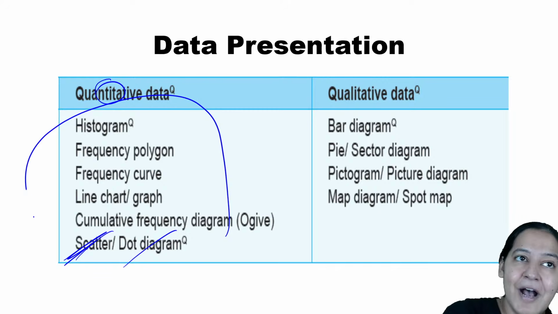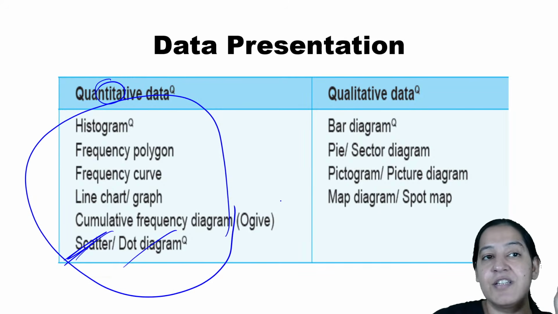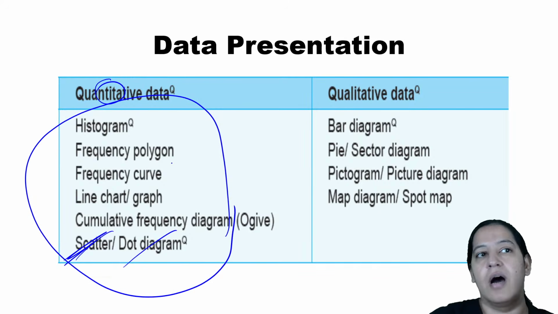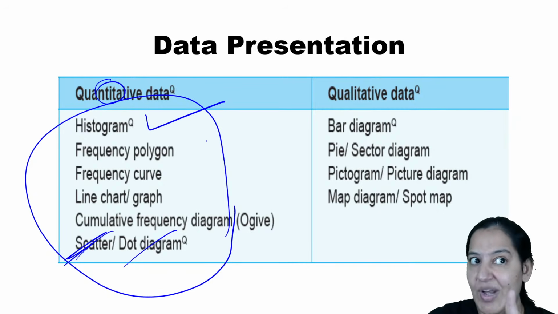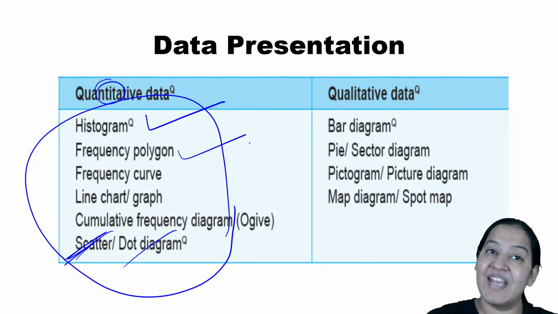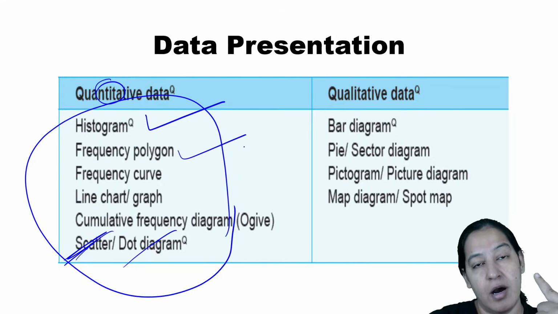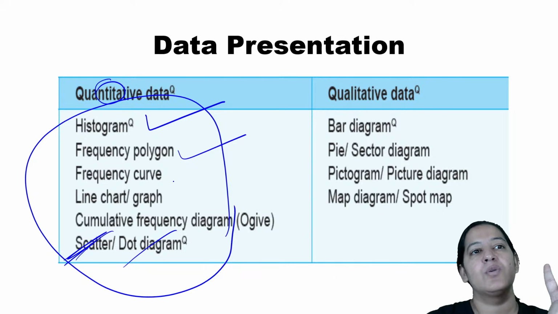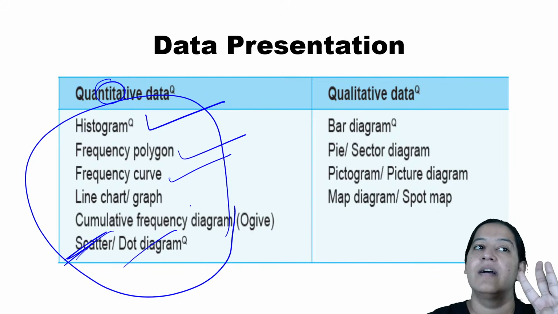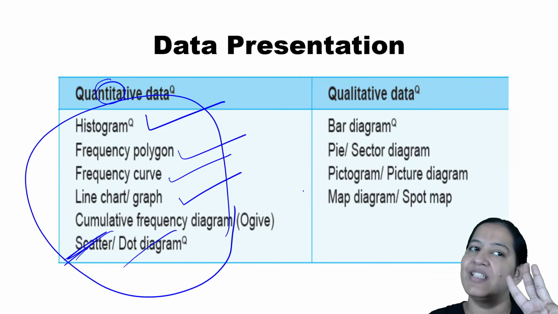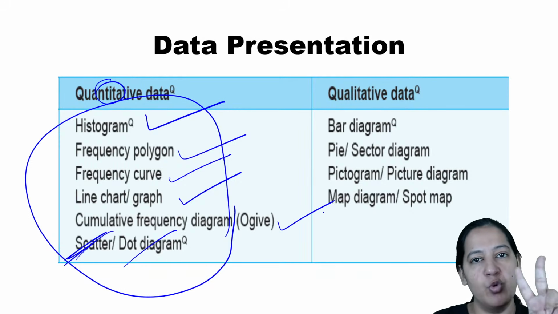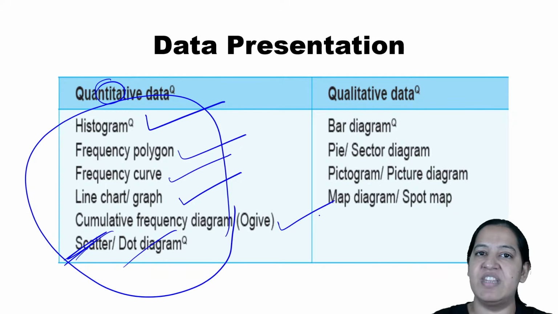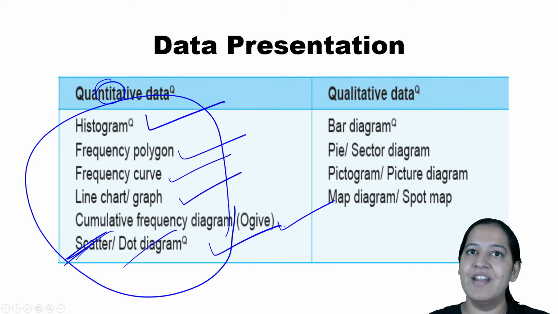So these are the data presentations of quantitative data. It can be histogram. By taking the midpoint of histogram with angulation, it is frequency polygon. By taking the midpoint of histogram without angulation, smoothly, it is known as frequency curve. If I take time on x-axis, it is known as line chart or line diagram. If it is cumulative, it is known as ogive. And if I am taking two variable quantities having a relation with each other, one on x-axis, one on y-axis, it is known as scatter diagram. Have you got it?